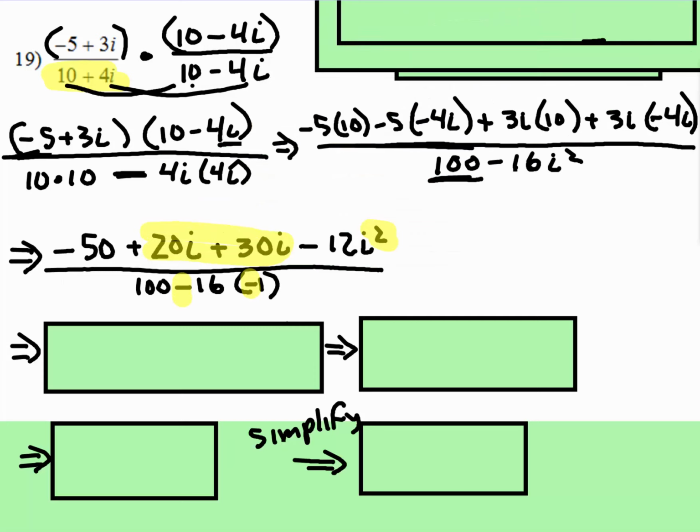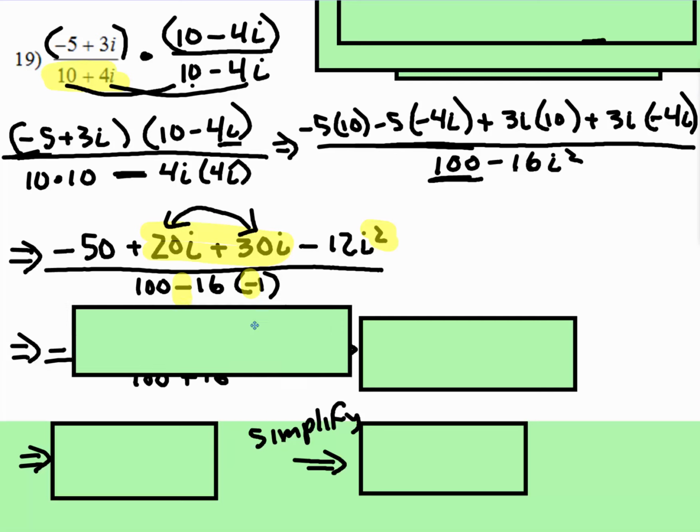So when we multiply all this stuff out, negative 5 times 10 is negative 50. Negative 5 times negative 4i is positive 20i. 3i times 10 is positive 30i. Oh, look at like terms. We can add those two together. And then 3i times negative 4i is negative 12i squared, but i squared is negative 1. So negative times a negative is a positive. Down below, i squared is negative 1. Negative times a negative is a positive.